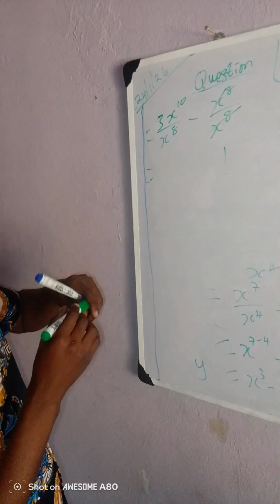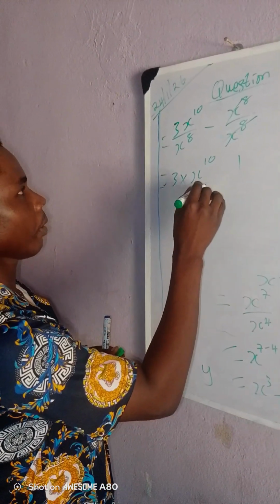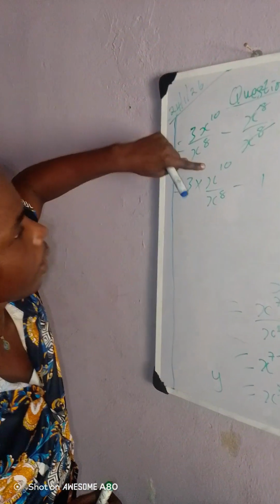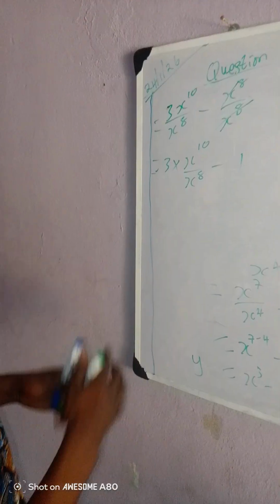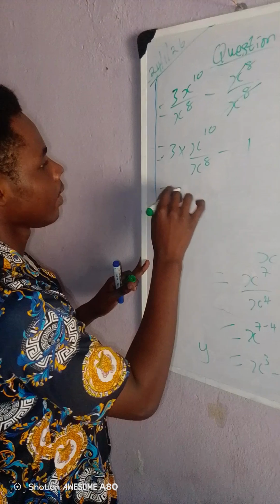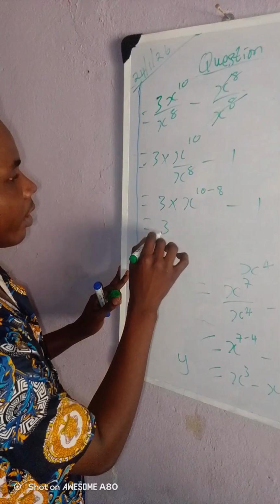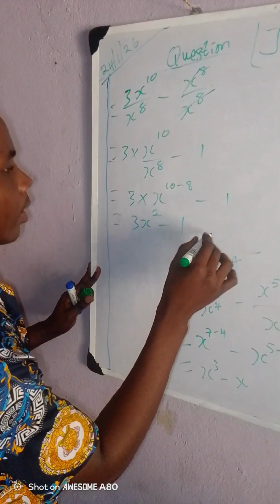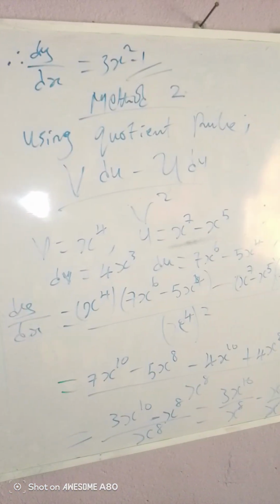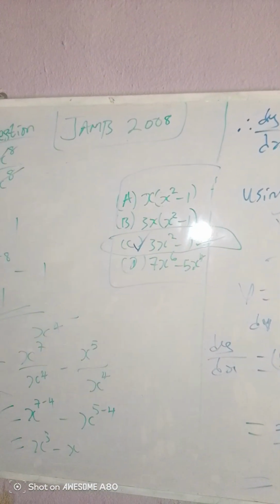This place, this thing means 3 multiplying x to the power of 10 all over x to the power of 8. You get minus 1. See, this is x to the power of 10, this is x to the power of 8. This x to the power of 8, if you apply the law of indices, what you will get is 3 times x to the power of 10 minus 8, minus 1. So you get 3x squared minus 1, which is your answer. You see that this method and the first one, though different methods, give us the same answer. So at the end of the day, the correct answer is option C.